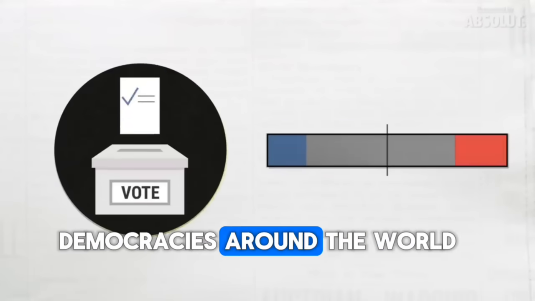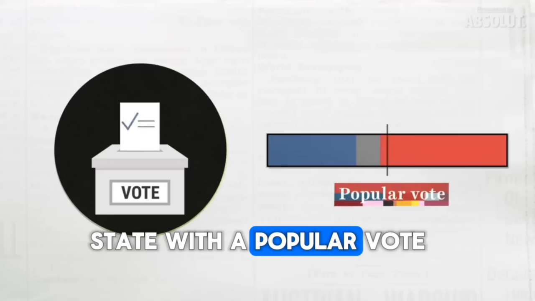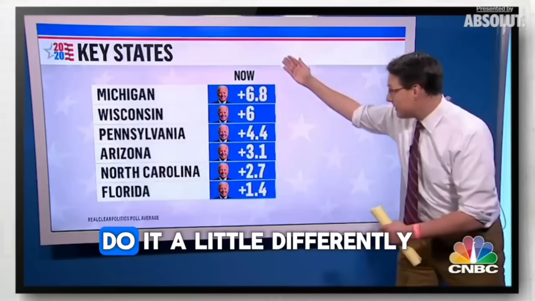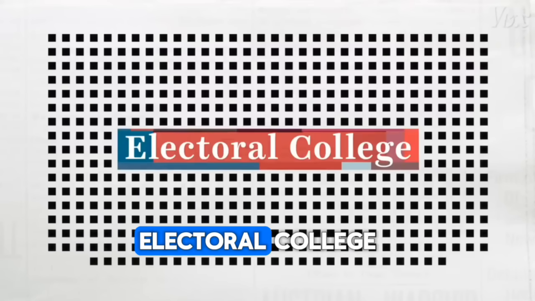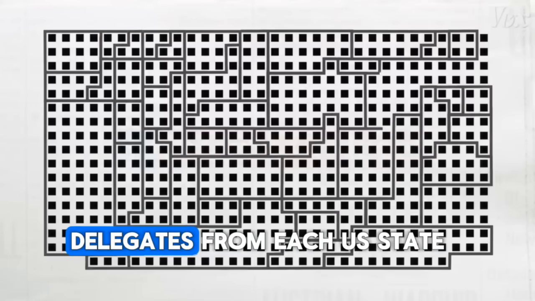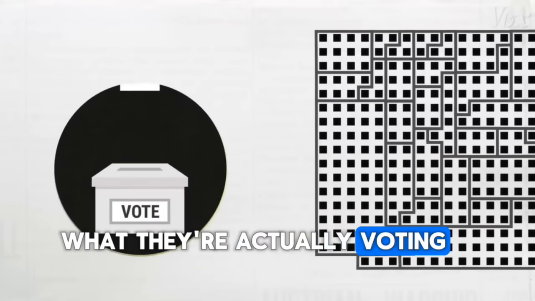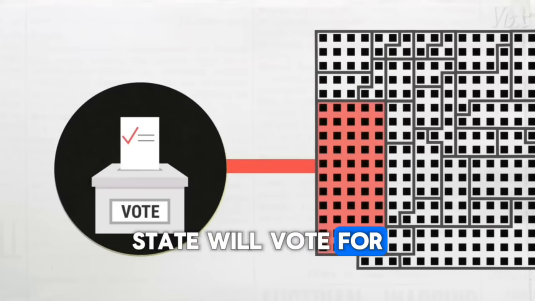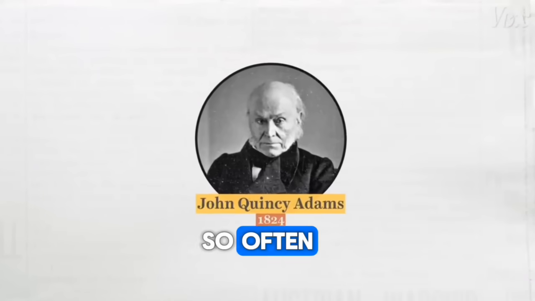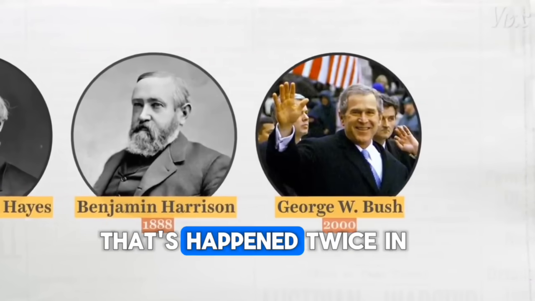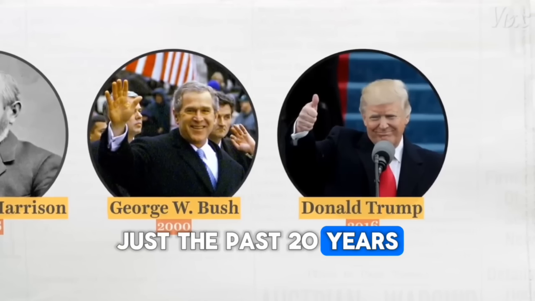Most democracies around the world elect their head of state with a popular vote, so whoever gets the most votes wins. But in America, we do it a little differently. The US is the only country that picks its president using something called the Electoral College. It's made up of delegates from each US state. When Americans vote for president, what they're actually voting for is who their state will vote for. This is why, every so often, someone wins the presidency without winning the popular vote. That's happened twice in just the past 20 years.